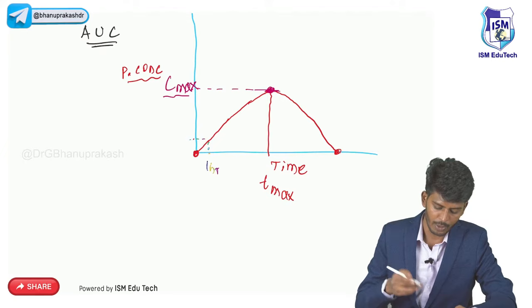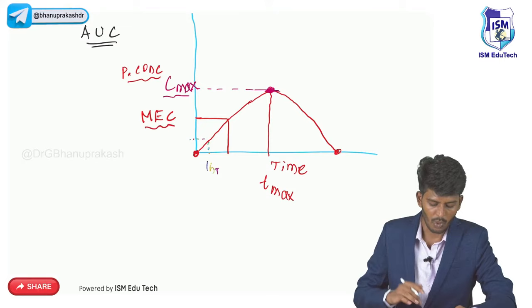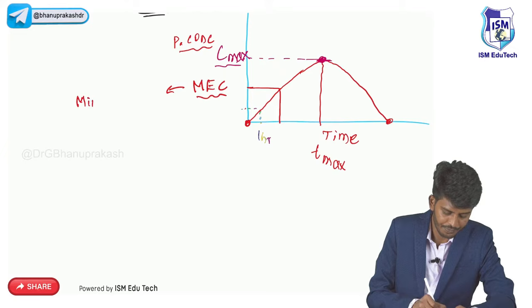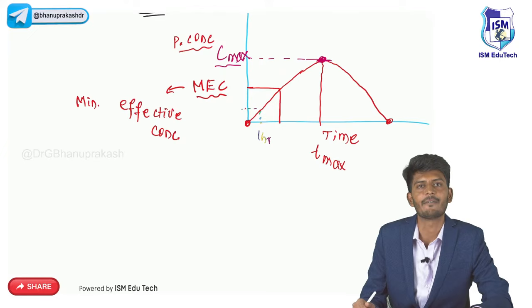But here, I want you people to understand there is one more thing. So, at this some level, we have something called as MEC. Now, what is this MEC? This is a very important MCQ, that is minimum effective concentration. So, what do I mean by minimum effective concentration?